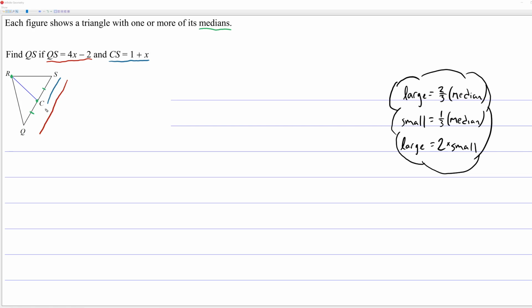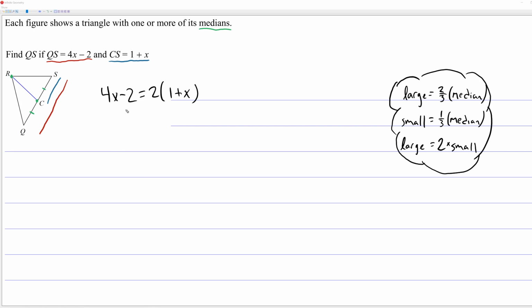That's because C is the midpoint. It's halfway between Q and S. So the blue line is half of this red line. Or if you prefer, the red line is double the blue line. And that's the equation we're going to write down. The red line, 4x minus 2, is double the blue line, 1 plus x.